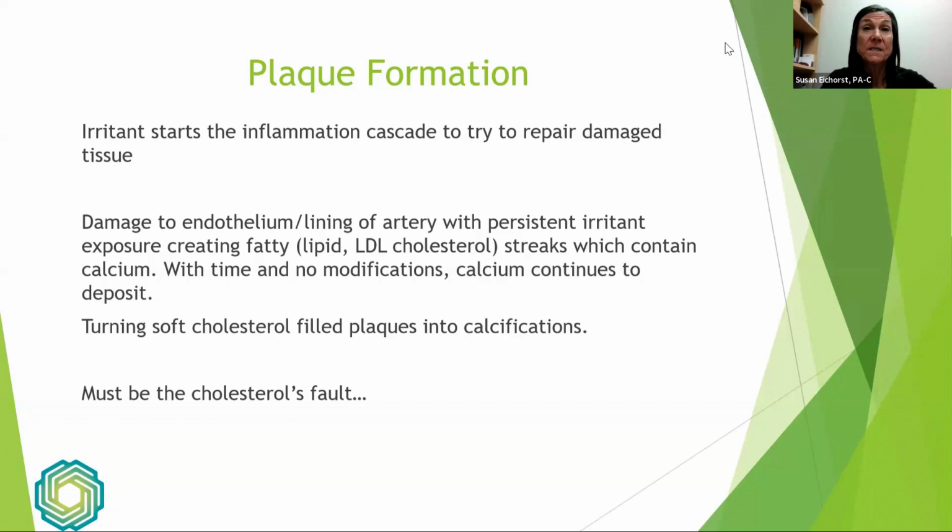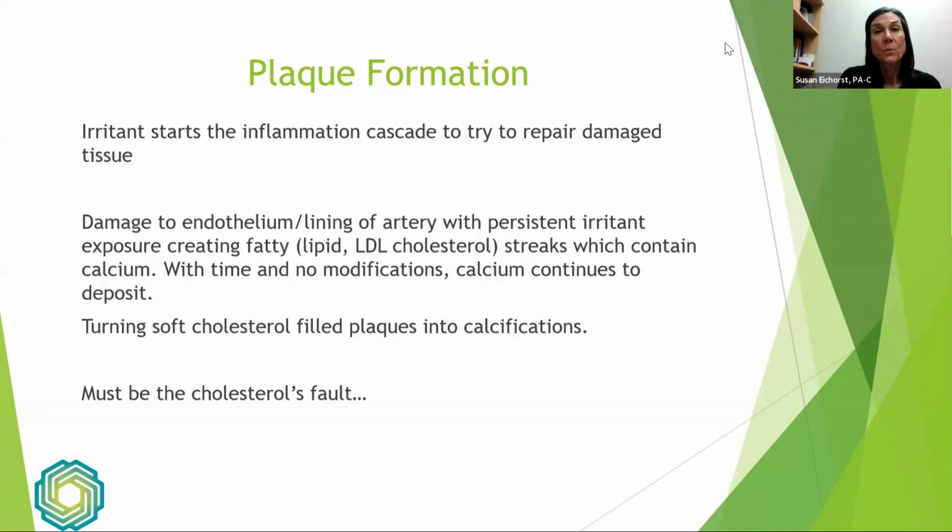And really the idea here is to try to repair the inside lining of the artery. It's not causing harm, it's trying to repair the situation and protect that artery from the inflammatory irritant. But if that irritant keeps going on and it's persistently exposing the lining of the blood vessel to this irritant, over time the response is the deposition of kind of a fatty, streaky cholesterol layer to protect the artery. And then that contains some calcium.